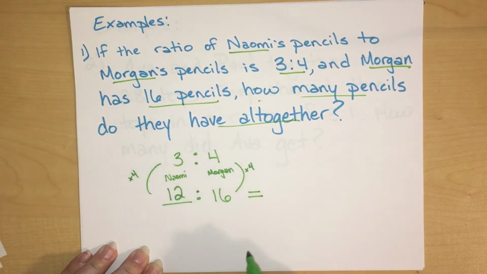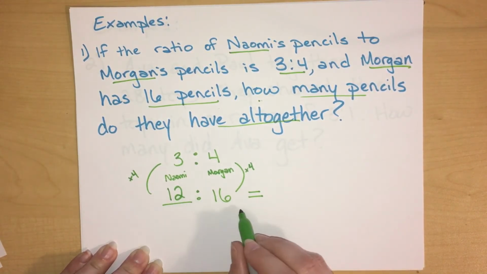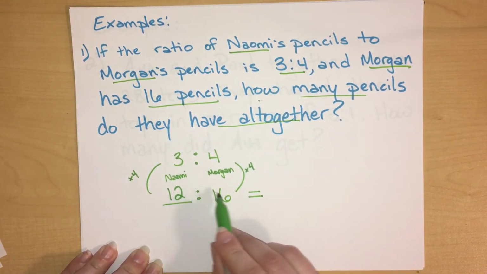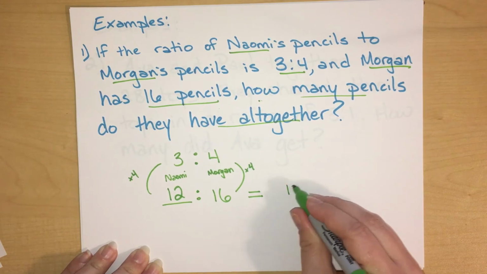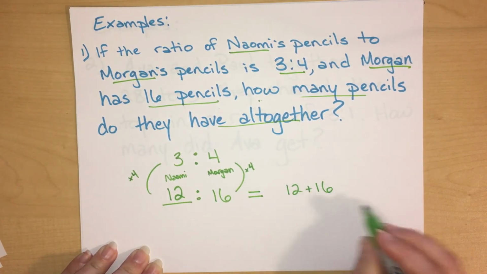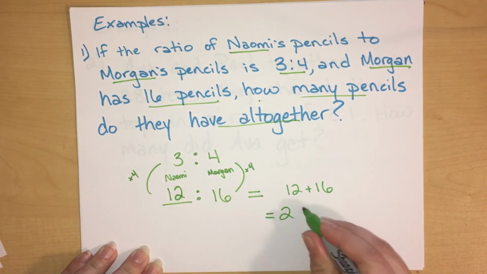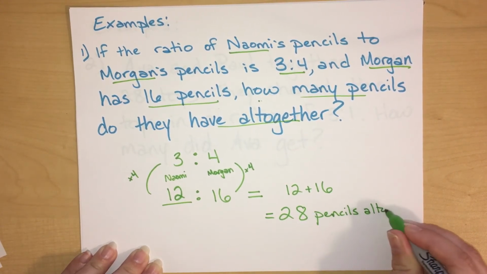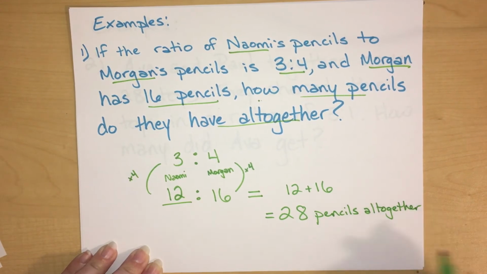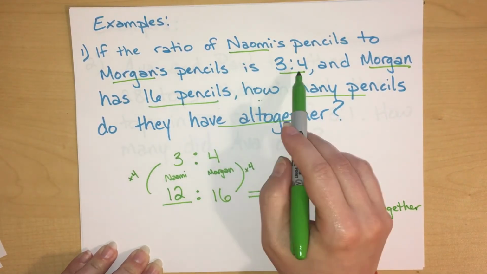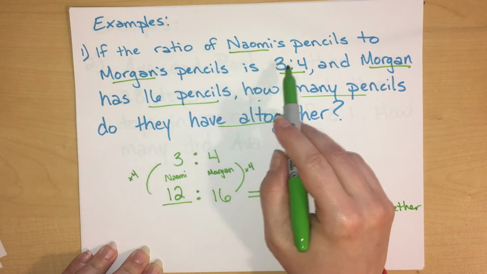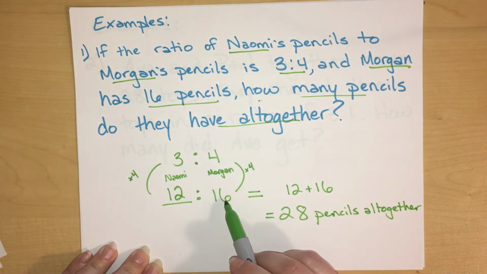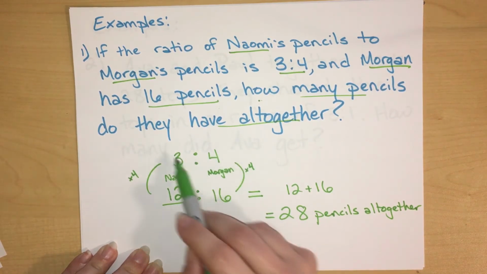If we're following the 3 to 4 parts, I need to know what the sum of that ratio is so I can find out how many pencils they have altogether. So 12 plus 16, because I'm adding all the parts, is going to equal 28 pencils altogether. So we started with that first ratio that we knew using their names. We created the equivalent ratio where Morgan now has 16 instead of the 4. We found our scale factor.